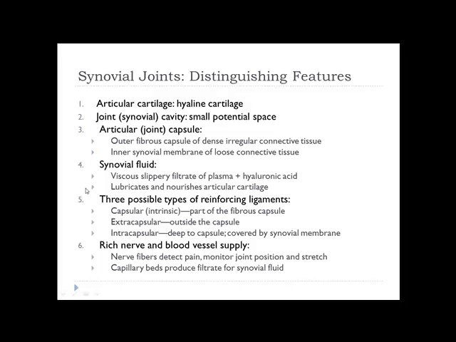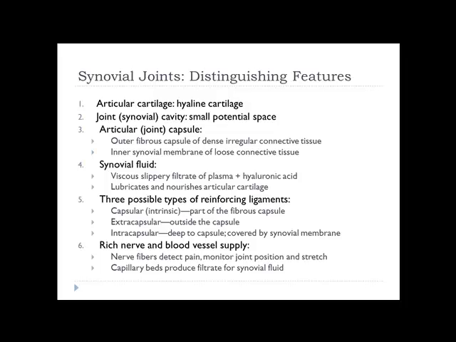And then there's going to be reinforcing ligaments. We can have extracapsular ligaments, which will be outside of the joint capsule. We can have capsular ligaments, and then we have intracapsular ligaments. These are going to be the deepest ones. So if you think of intra, that's inside, capsular would be the middle layer, and extracapsular would be the outermost layer. And then the last one, we're going to have a rich nerve and blood supply.